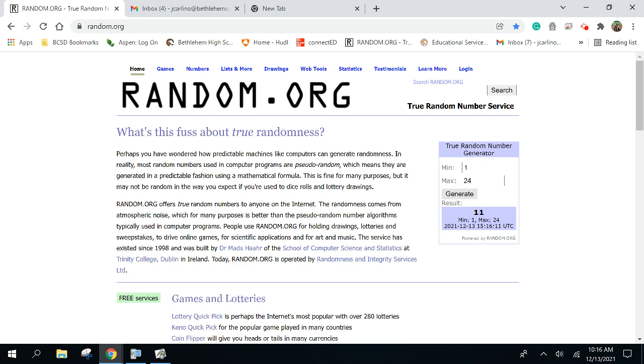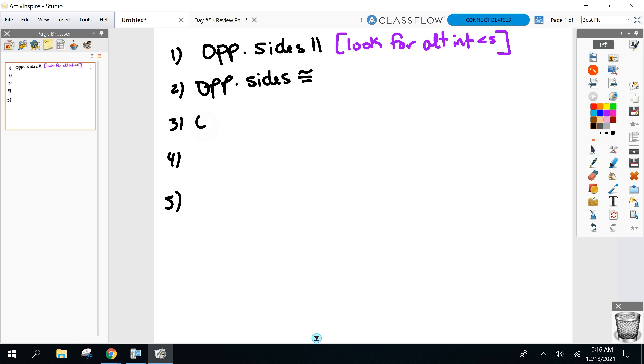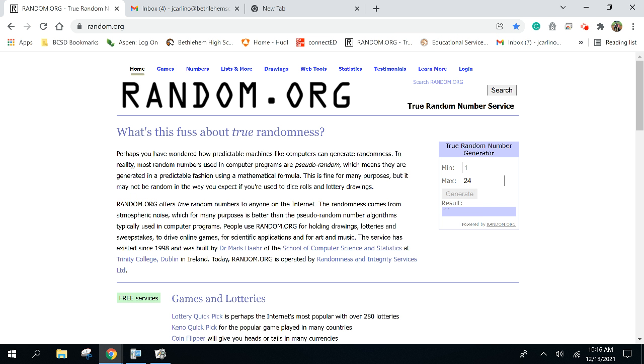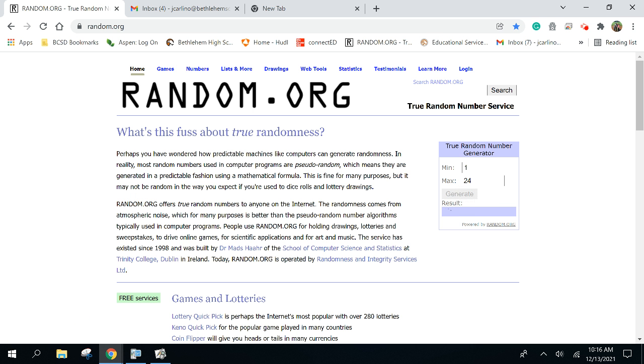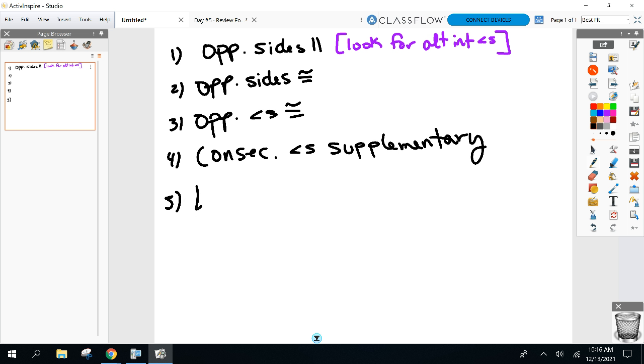Wow, you're on a roll. Opposite angles are congruent. Opposite angles congruent. Consecutive angles supplementary. Yep. And one more, definitely don't want to forget about this one. Diagonals bisect each other.